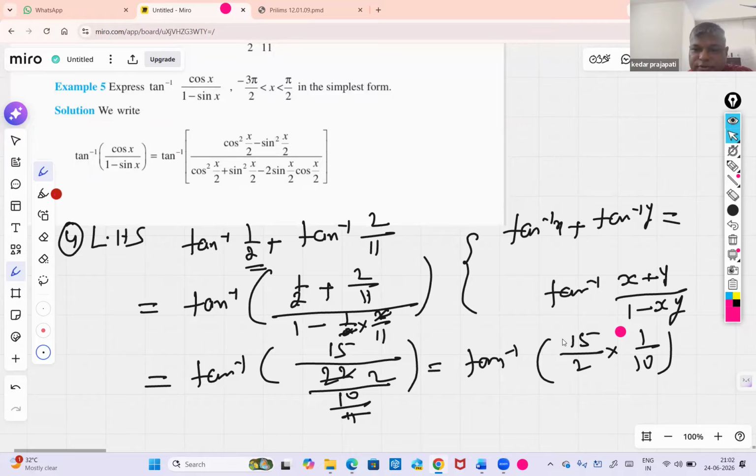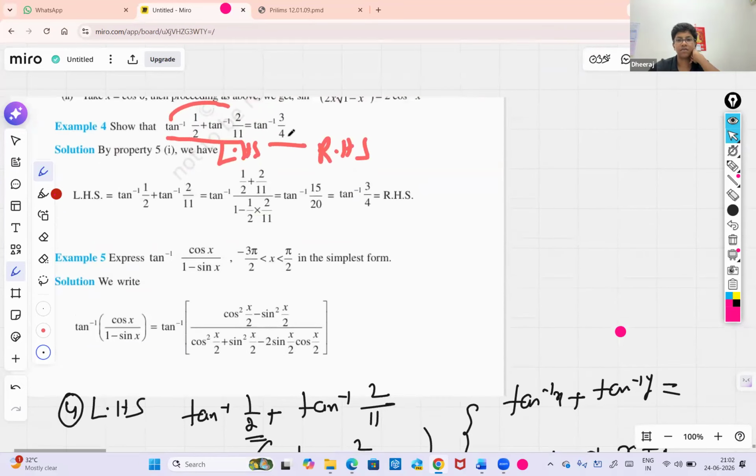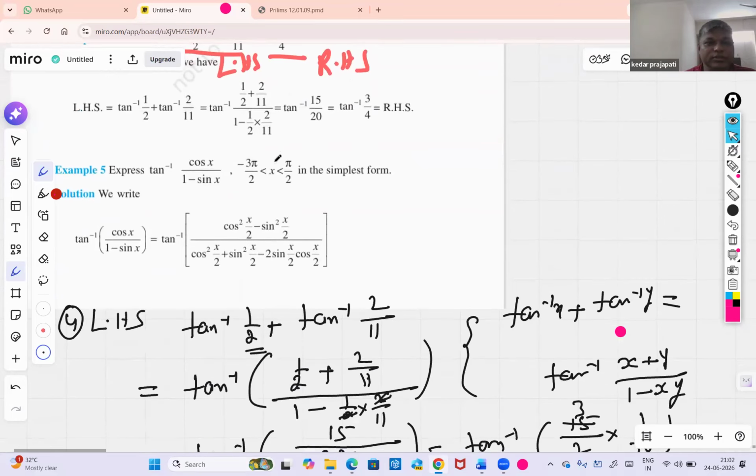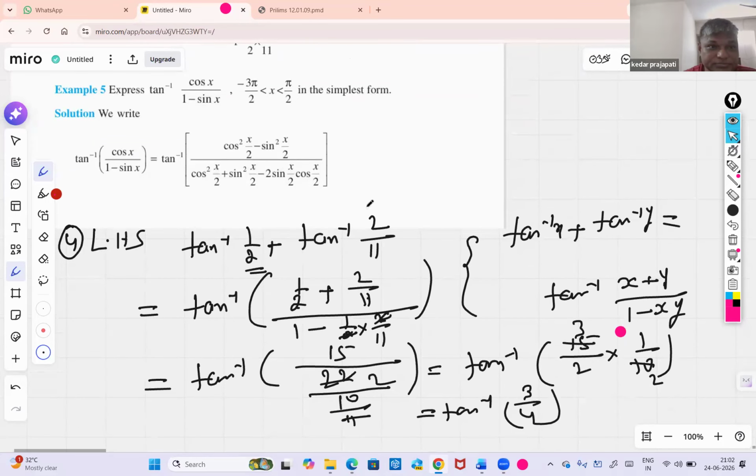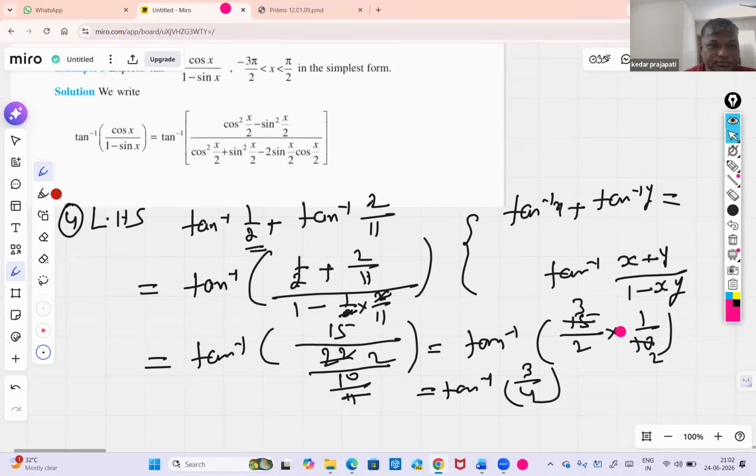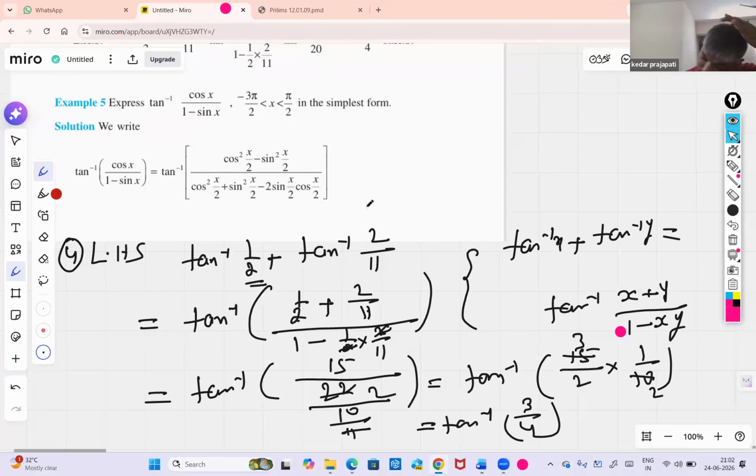What is the answer? 5 threes are 15, 5 twos are 10. Tan inverse 3 by 4. This is what we have to prove. Tan inverse 3 by 4. Any doubt? Do you want me to repeat somewhere?